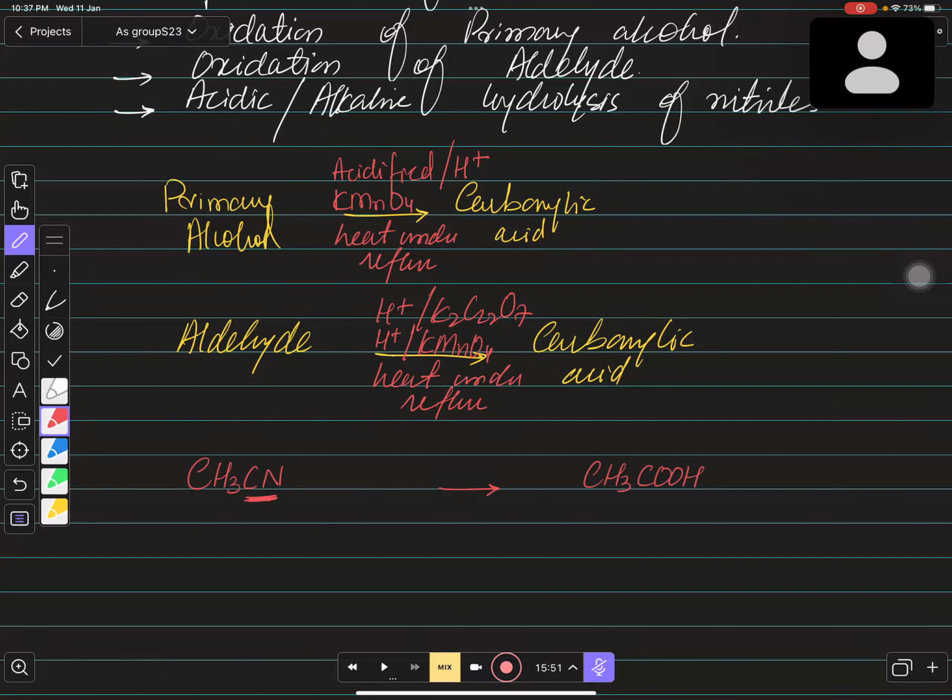There are two types of hydrolysis as mentioned over there. Number one is acidic hydrolysis. So let's talk about acidic hydrolysis first. If we talk about acidic hydrolysis, definitely we need to use acid over there. So let's add acid. Over here we are going to add acid along with water, because acids are always aqueous. So this is acidic hydrolysis.